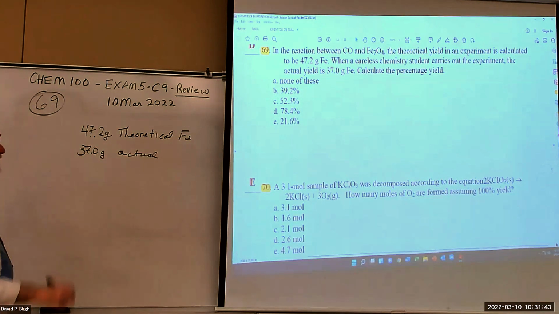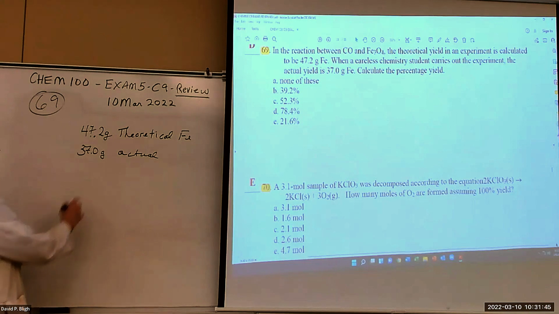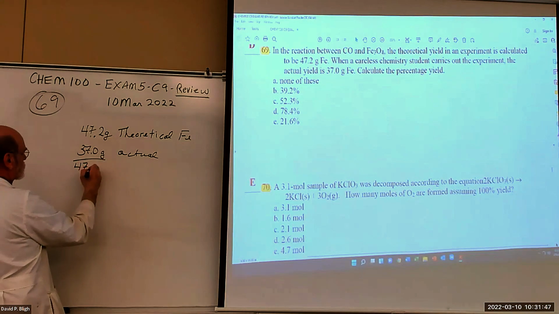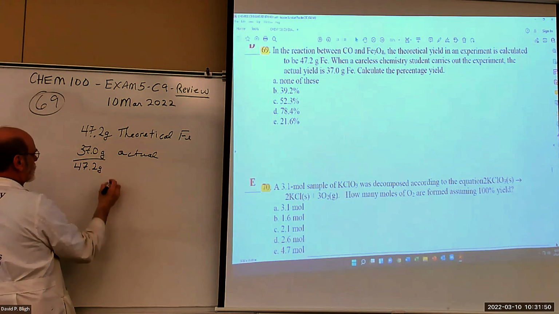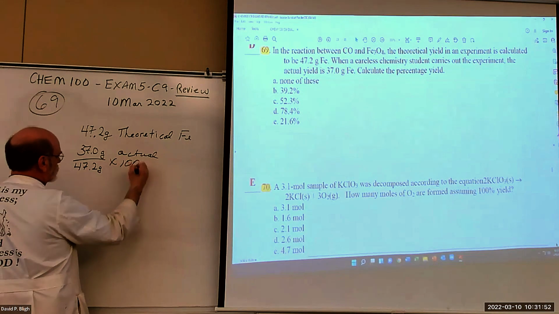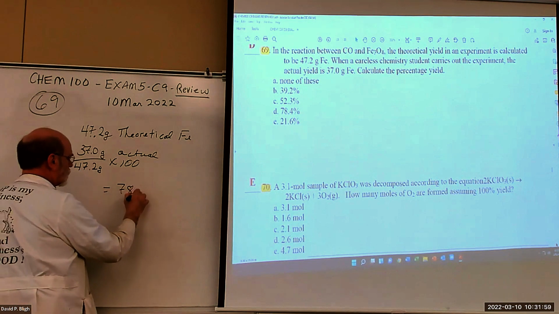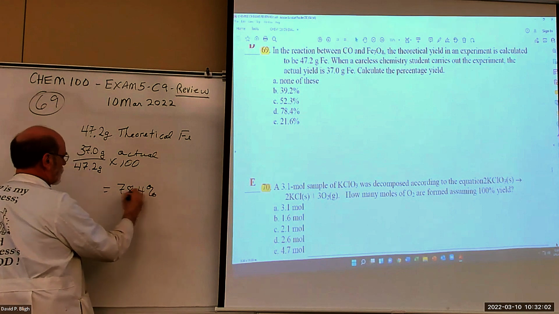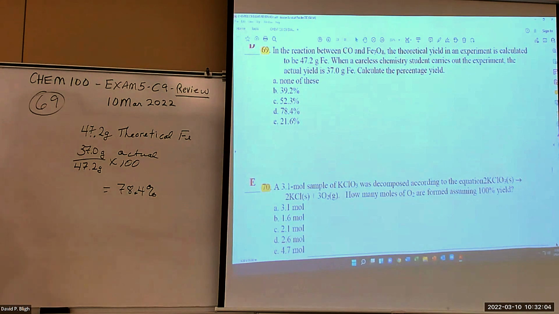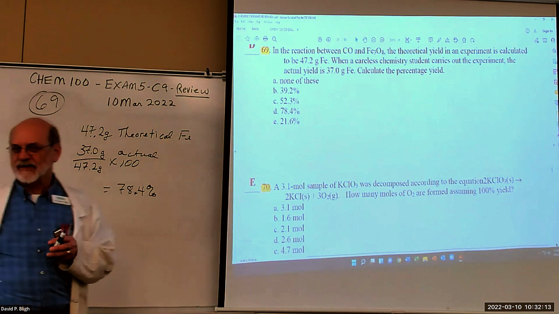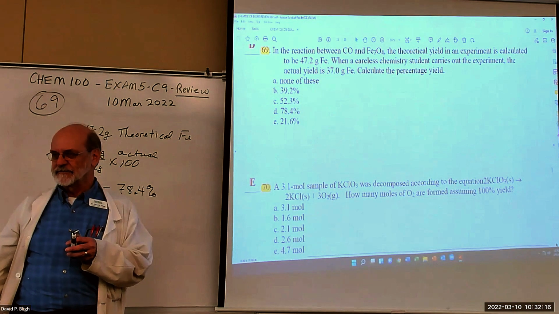Oh, they just want to know, this is a simple calculation, percent yield. So divide the actual by the theoretical, and then times 100. And that should be 78.4%. I didn't go through the rigmarole because it's too simple. Is it actually 78.4? Okay.